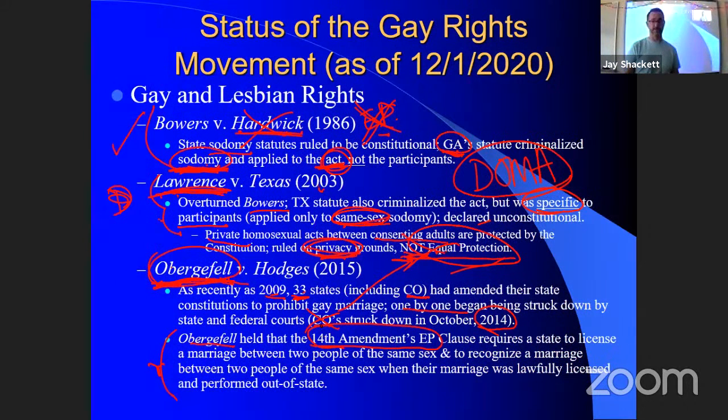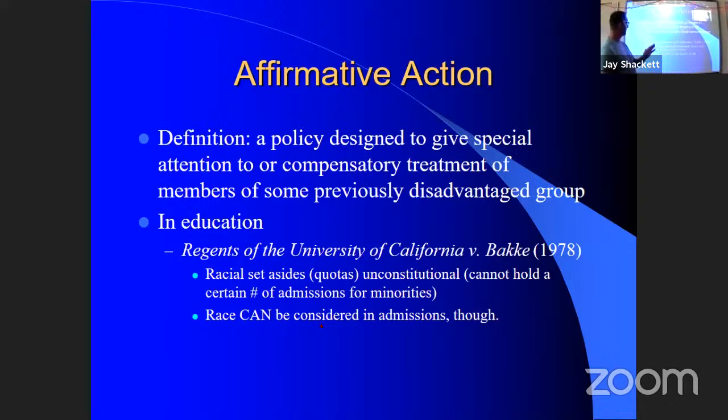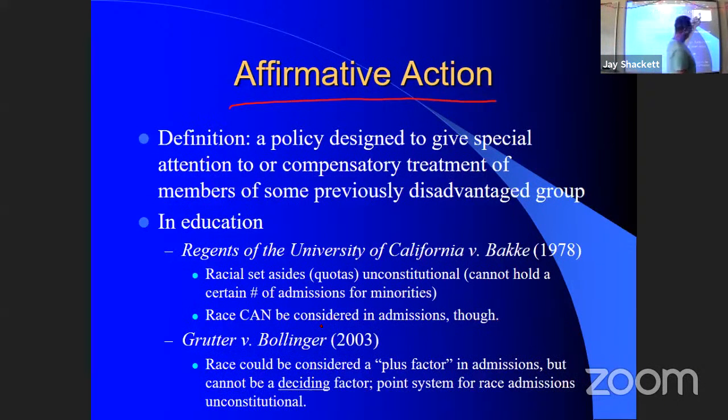So let's wrap this up. And I'm going to burn through this. And again, we can leave this for discussion as well. We wrap up our look at the civil rights unit by talking about this notion of affirmative action, right?